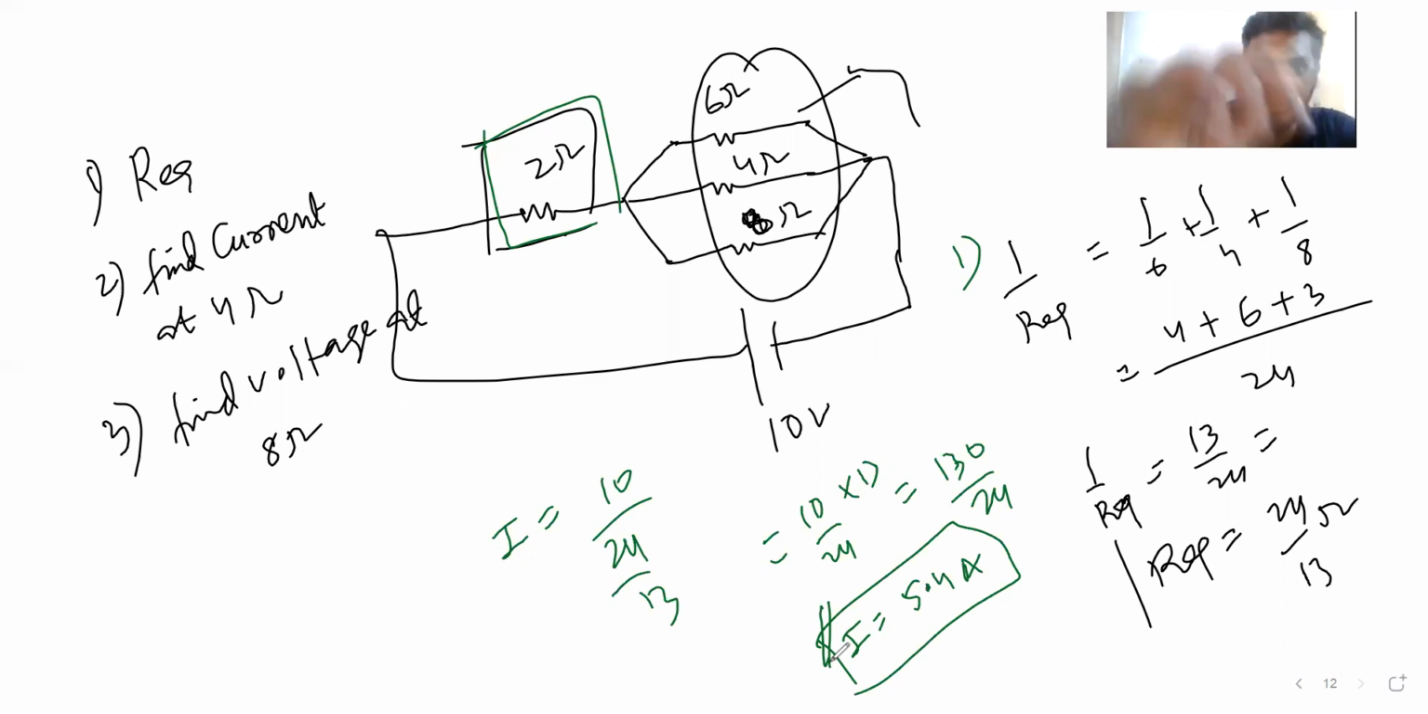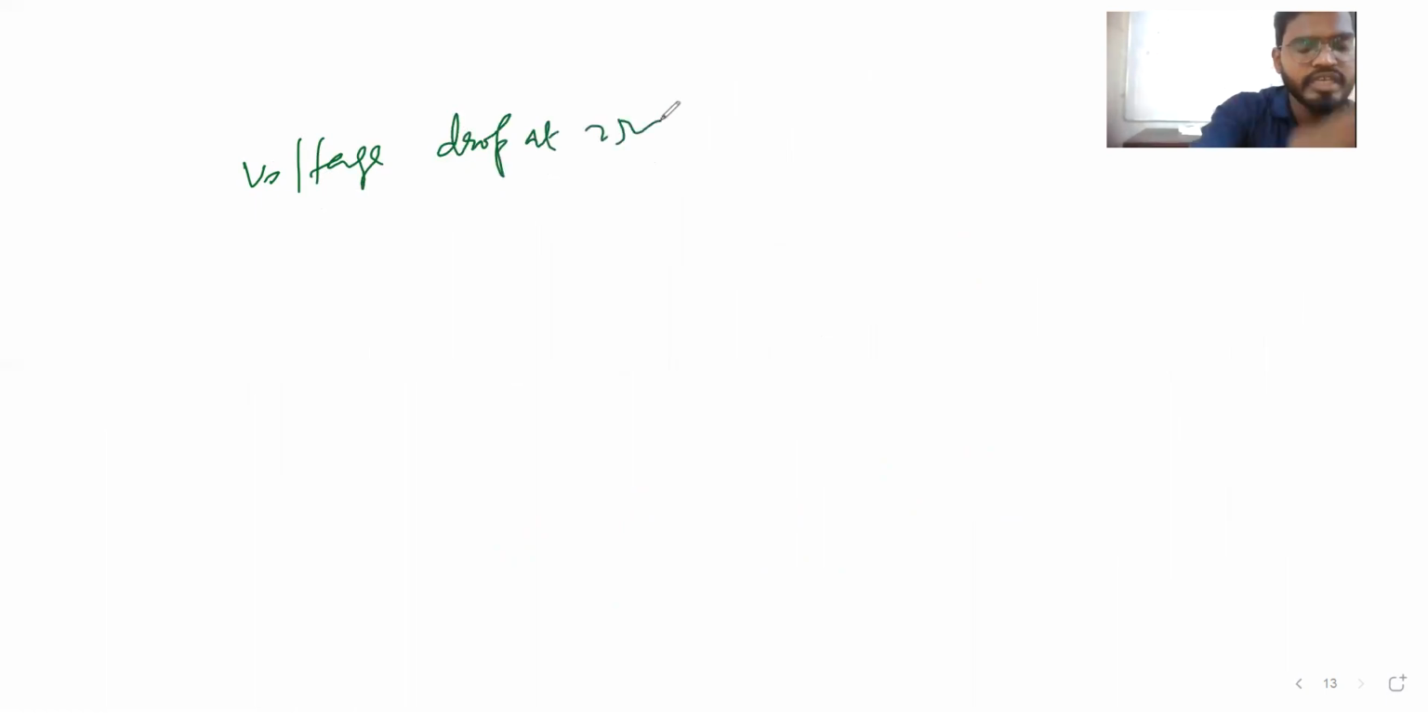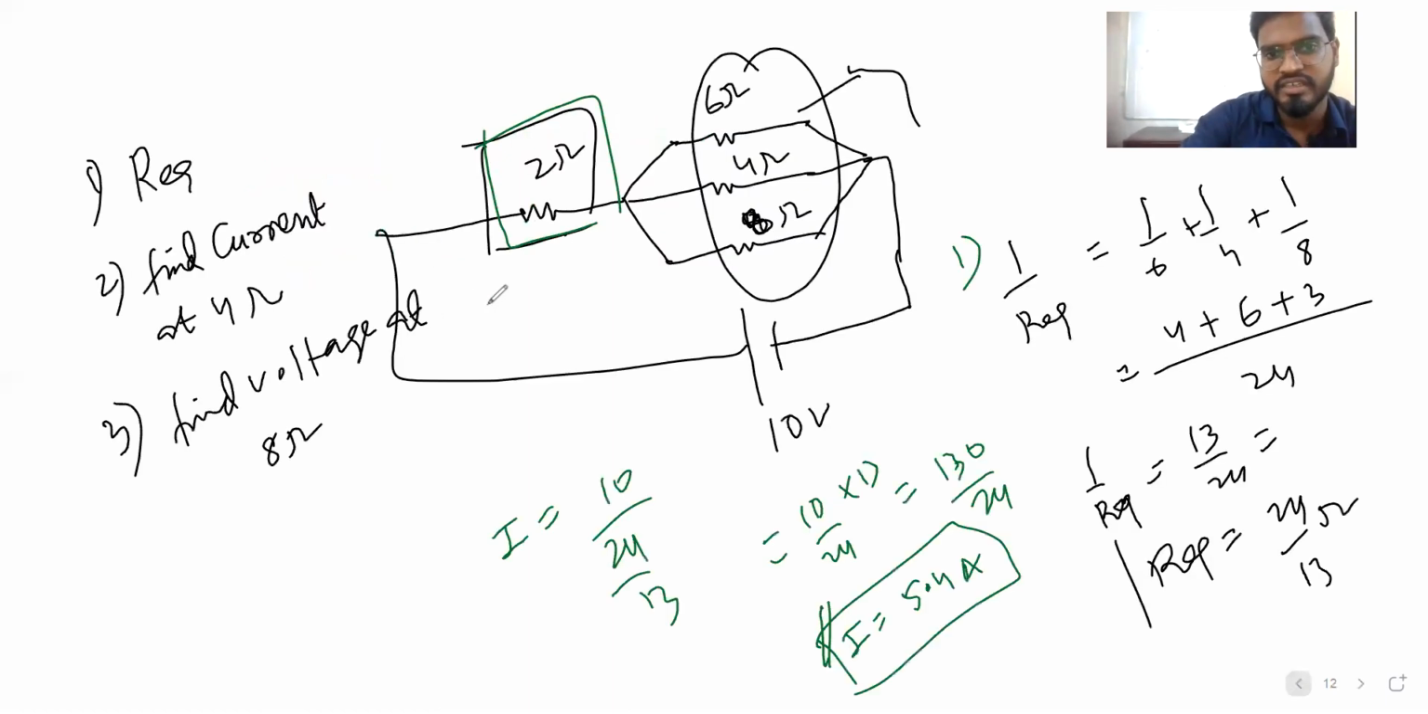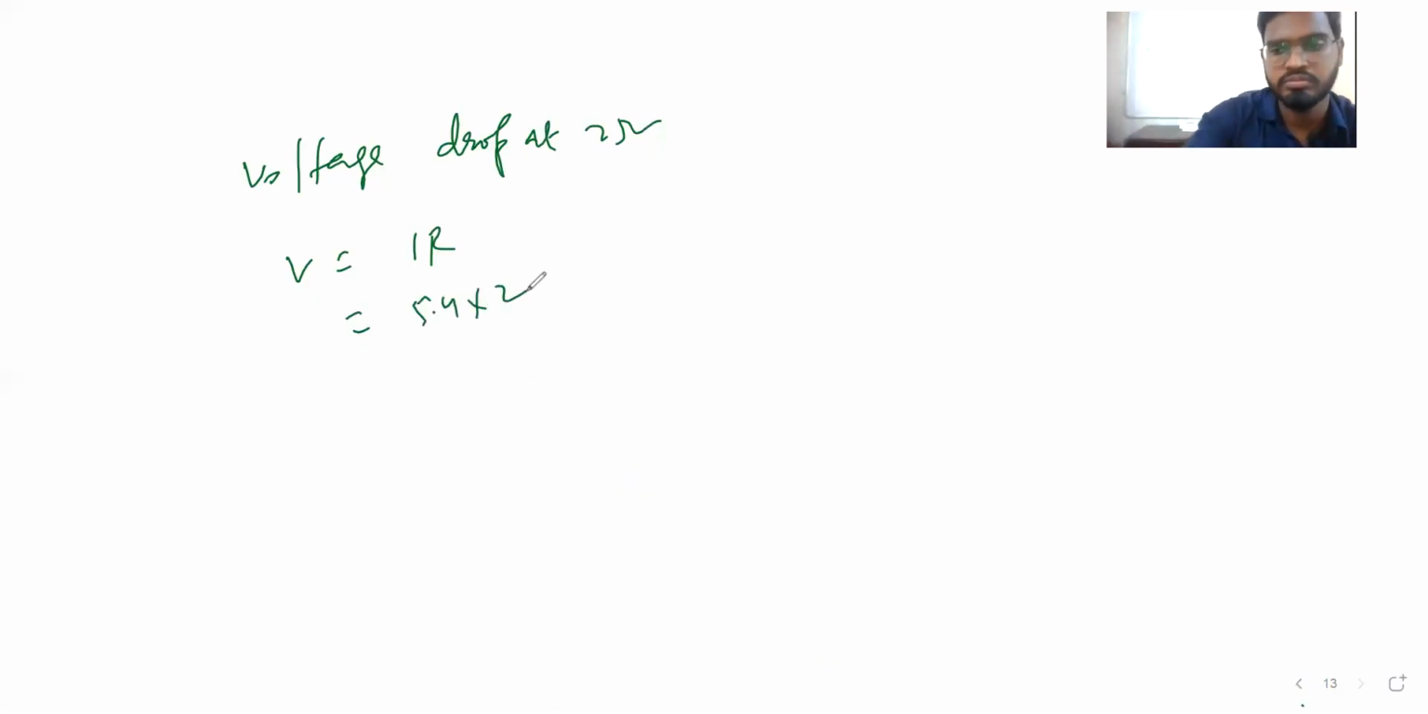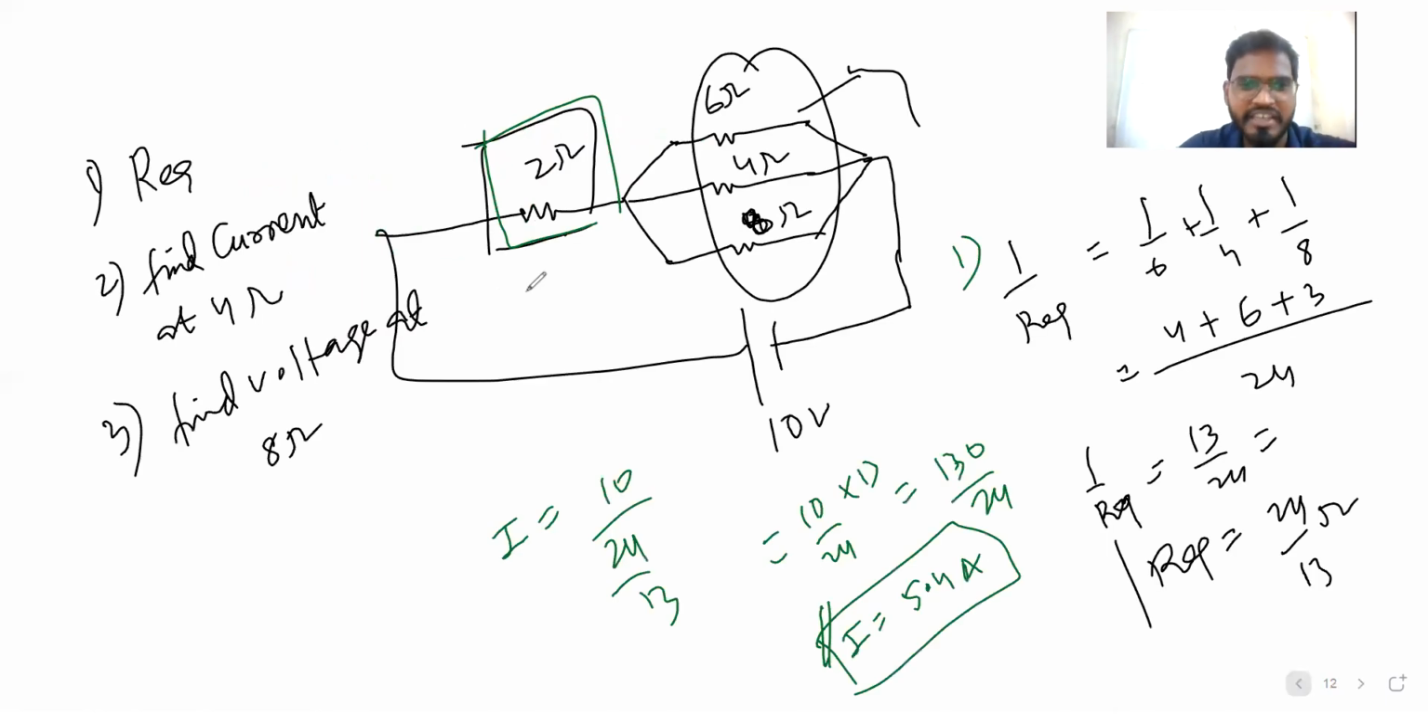So now you can say how much voltage drop is here at 2 ohm. Voltage drop at 2 ohm is going to be what? V is equal to IR, right? I is 5.4. R is how much here, guys? 2. We did some mistake. Total voltage itself is how much it is coming then?